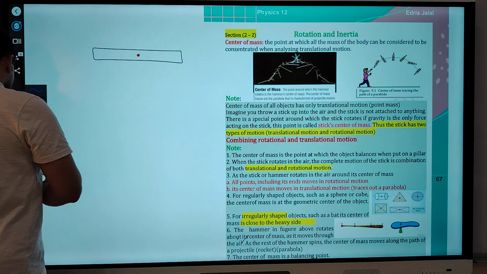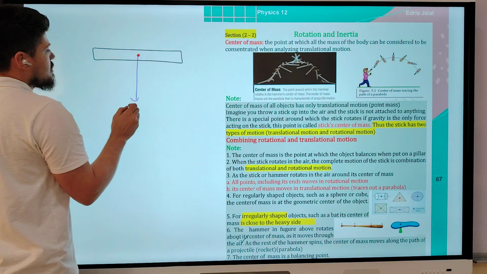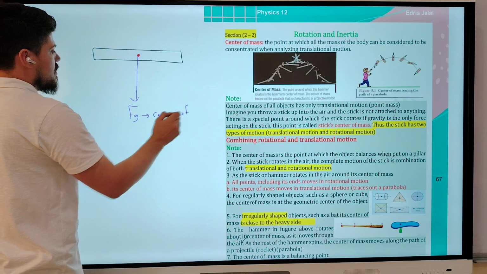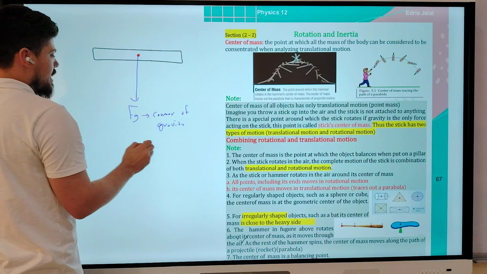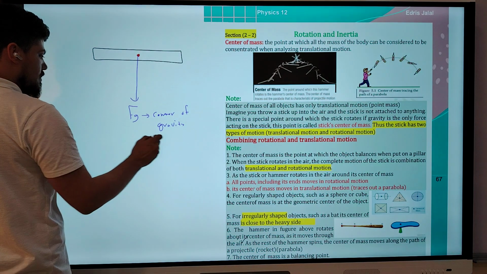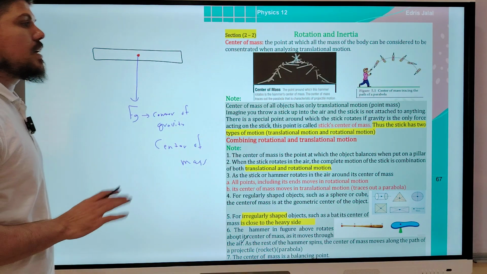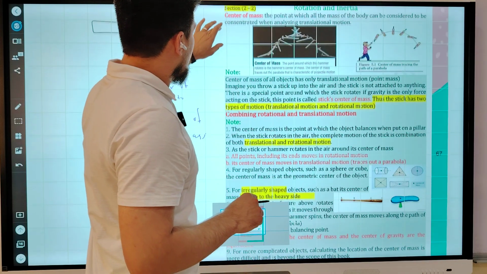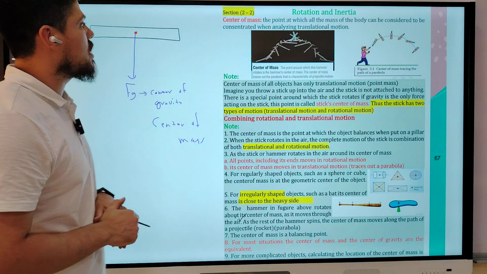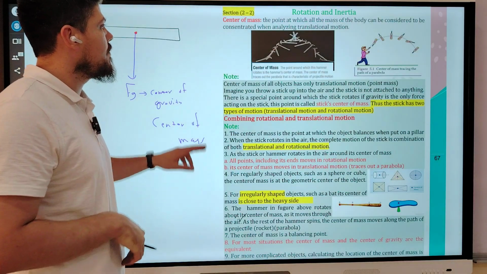So that is why, for most of the time, we can say the center of mass and the center of gravity are located at the same position. So we can also say this is the center of gravity, or you can say center of mass. In some cases we have to find the center of gravity, but in most of the cases in this book, the center of mass is equal to the center of gravity, okay?